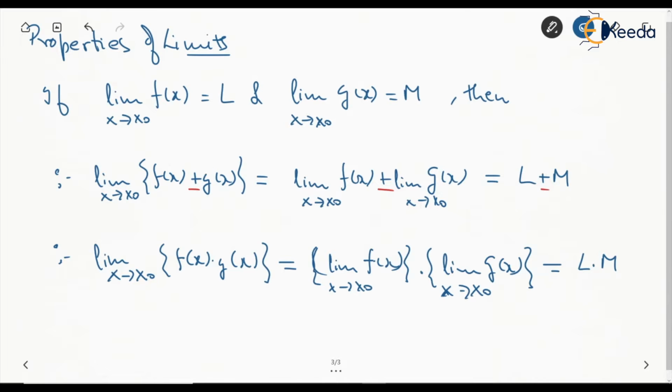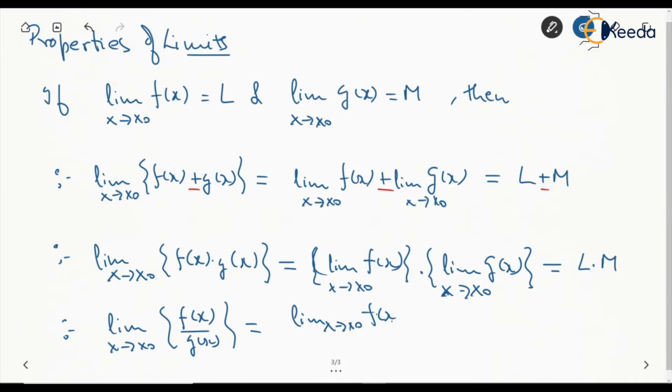Also, if it is in the form of division, then also it is valid. Limit x tends to x naught for f of x by g of x is given as limit x tends to x naught for f of x divided by limit x tends to x naught for g of x, and this can be given as L by M. The condition is M should not be equal to 0, right?